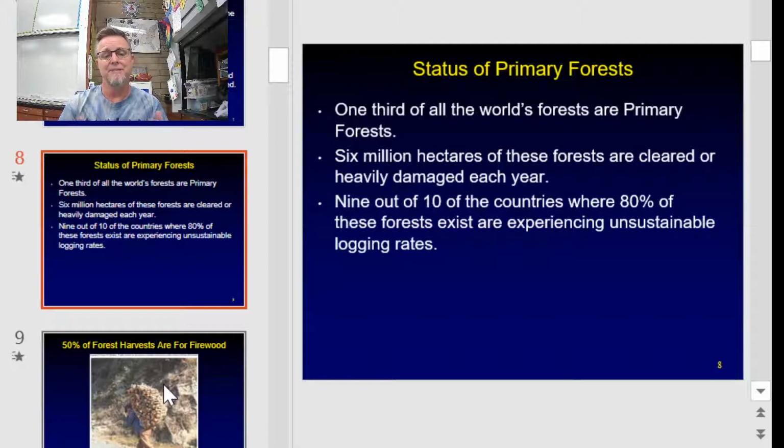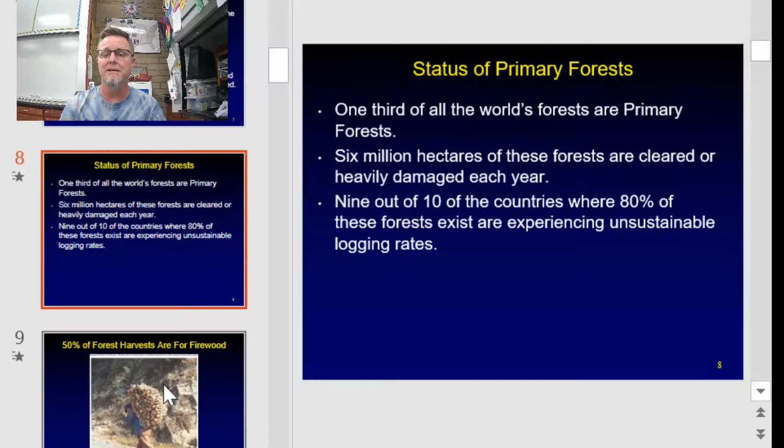The status of these forests, well, a third of all the world's forests being primary forests means that there's a lot of untouched land out there yet to be harvested, and there are a lot of people that look at that simply through the lens of financial gain. There are 6 million hectares of these forests that are cleared or heavily damaged every single year to that end, financial gain, or in some places maybe it's just a survival strategy. I'll show you what I mean in a minute. 9 out of 10 of the countries where 80% of our forests exist are actually experiencing unsustainable logging rates, which basically means we're cutting the trees faster than the trees can grow back.